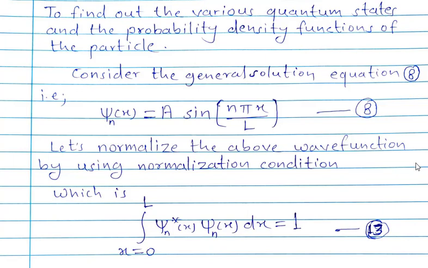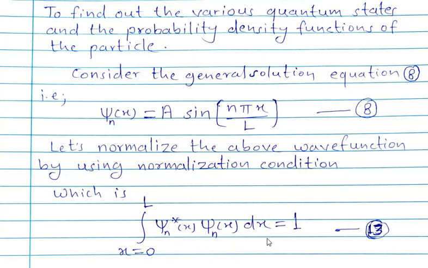So the equation of the normalization condition for this case of a particle confined in a one-dimensional rigid box will be the integration of psi n star of x into psi n of x, which represents the probability density. It means the complex conjugate of psi with the psi, into this length element dx, gives the probability value. This term is a probability density, meaning probability per unit length, multiplied by length element is the probability.